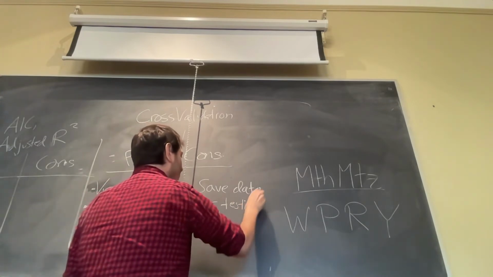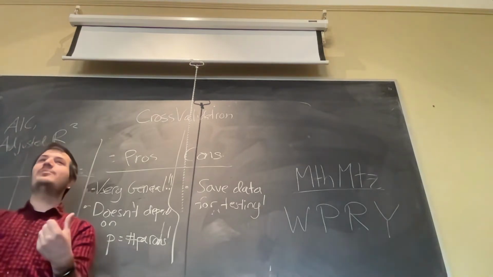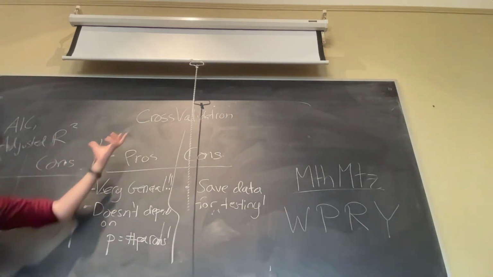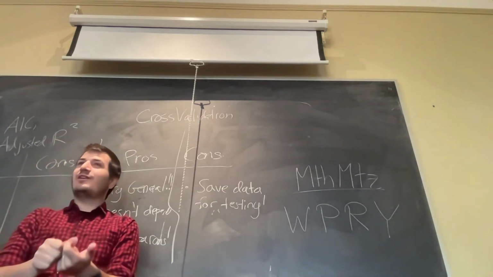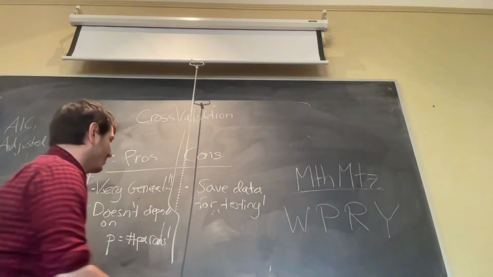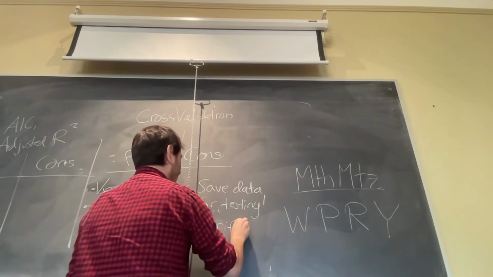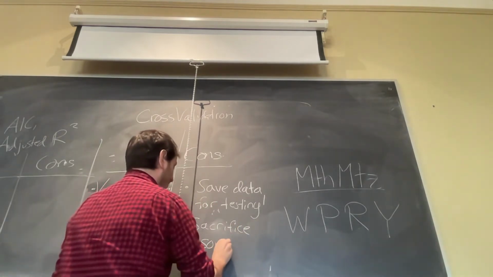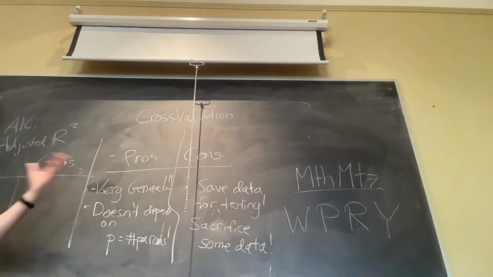And then when you save data for testing, that means, by definition, you're not using 100% of your data for training. So you're sacrificing a little bit of your data to do this cross-validation business and get all these pros. And when you sacrifice a little bit of data, you should think of that as sacrificing some power that I could have had, right? So I'm going to write that like this: sacrifice some data.